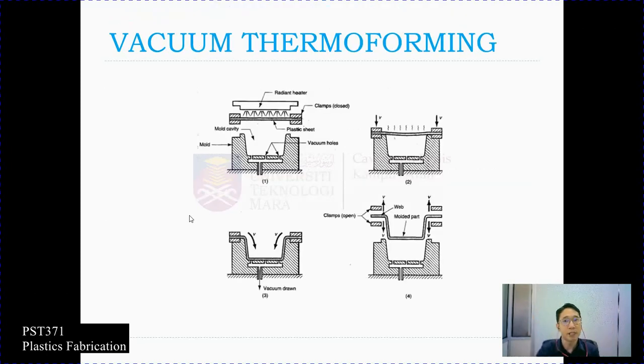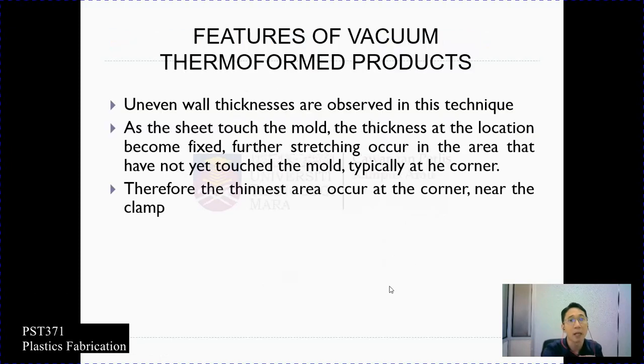So this is the illustration. Earlier I said, okay, you have a heater. As you clamp your plastic sheet, you introduce heat using a heater, and as the plastic sheet starts to soften, it will start to sag. Then you introduce the vacuum pressure, allowing the plastic sheet to be sucked into the cavity, and eventually when it takes shape, you eject the part and trim the final part.